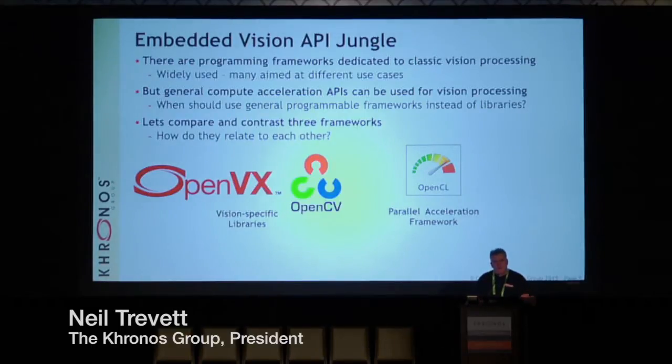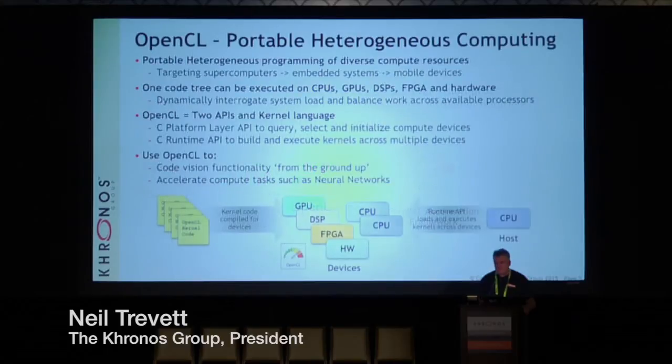Should I use a library or should I use a general purpose parallel computation framework? And again, the framework that Kronos is developing is called OpenCL. So I'm going to start and spend just a few minutes comparing and contrasting what OpenCL gives you, what OpenVX and OpenCV give you. So hopefully that'll be useful if you're trying to make your own decision on what to use.